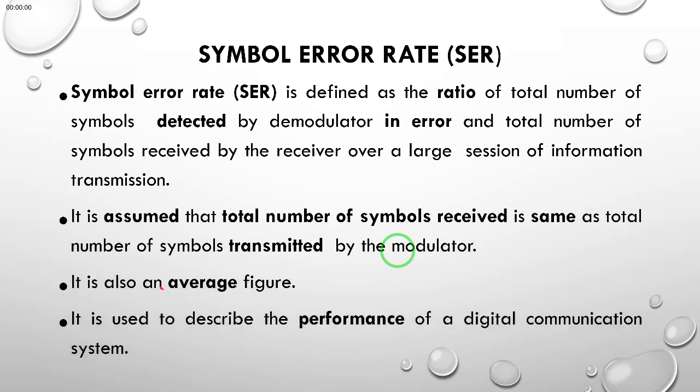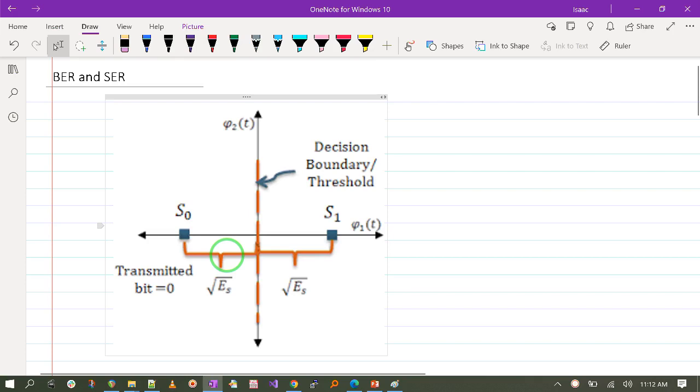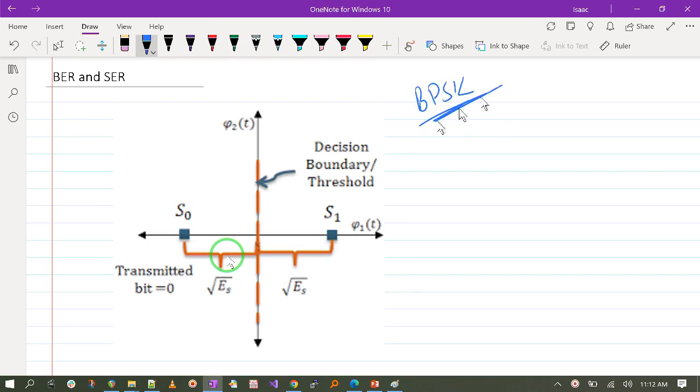Again, it's an average figure, so you cover it over a large period of time, and it is used to describe the performance of a digital communication system. So the next step is to quantify the bit error rate of a given modulation scheme, and we will start with BPSK. We want to find out how we can express the bit error rate in terms of signal-to-noise ratio for a given modulation scheme.